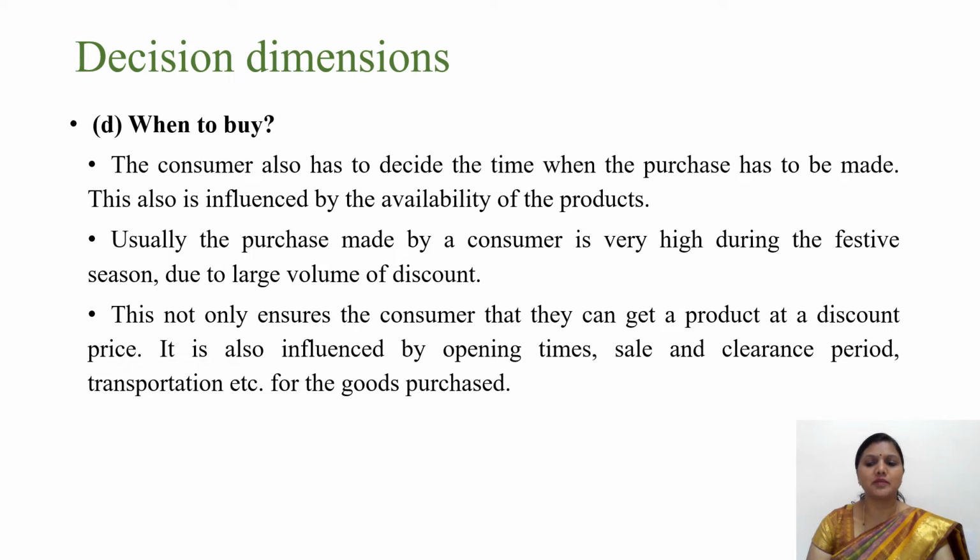The next decision dimension is when to buy the product. Consumers also have to decide the time when the purchase has to be made. This also is influenced by the availability of the products. Usually, the purchase made by a consumer is very high during the festival season due to the large volume of discounts. The price is normally hiked and the discounts will be given to attract the consumers. So during festival season, according to the requirement of the festival, different festivals, different types of products will be bought.